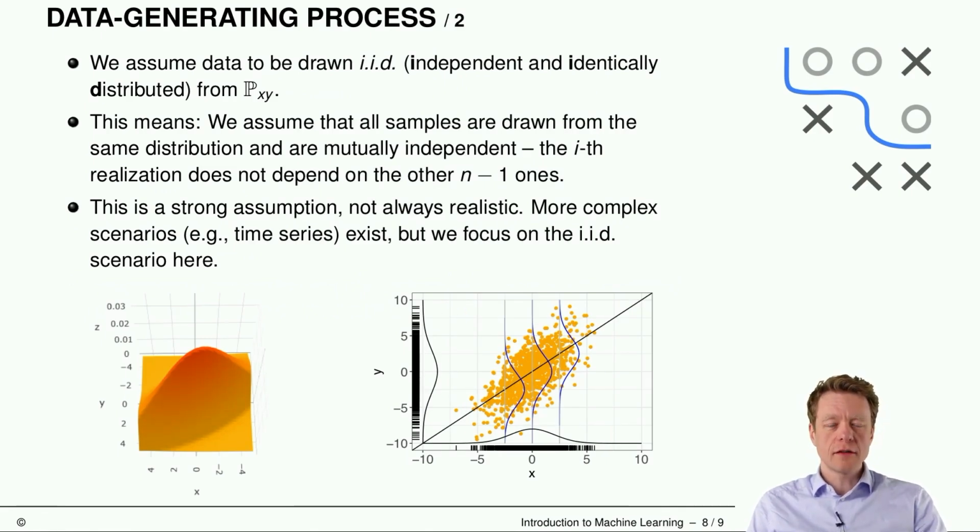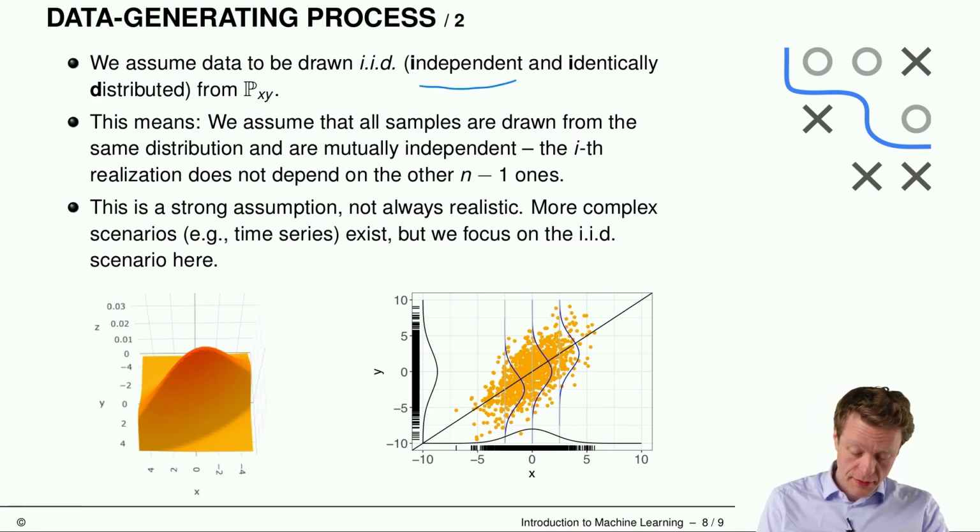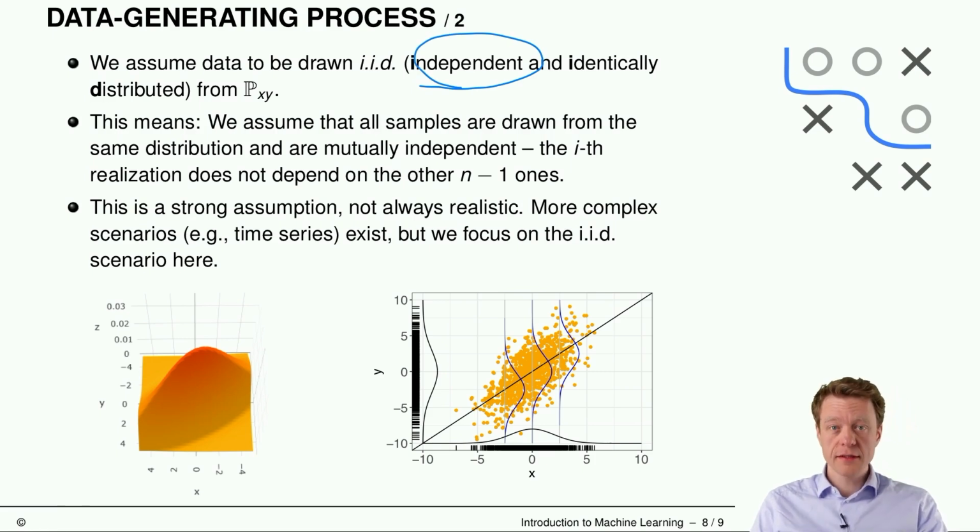We assume that data are drawn IID from this joint probability distribution. IID means independent and identically distributed. Let's unravel this as well. The first I stands for independent, which means that different, let's say, rows of the data set are drawn mutually independent. So if I know row i, I don't know anything about row i plus 1 or i minus 1. So these are independent from each other.